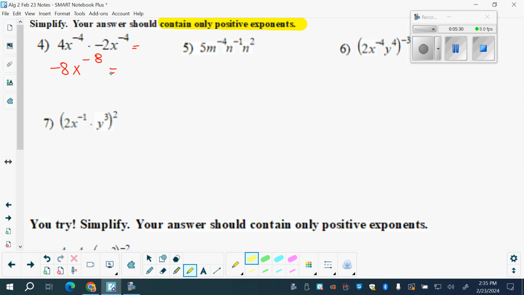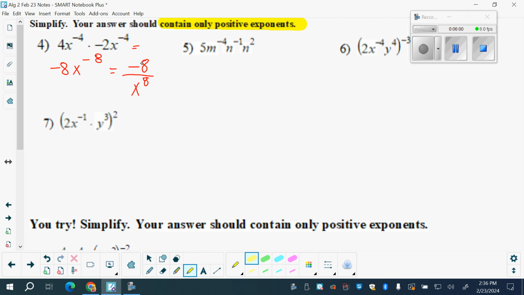So this -8, does that -8 exponent apply to this number in the front? No, it's not next to it. It would have to have parentheses around it if we were talking about that. So this only applies to this here. So what goes down on the bottom? x to the 8. And then the -8 stays up on the top.